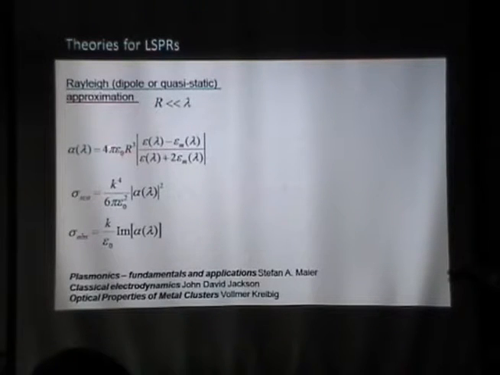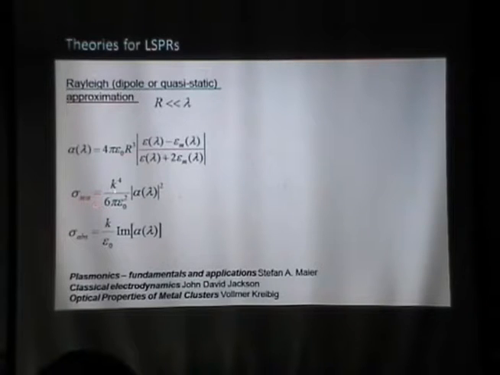But so let's consider a sphere. So the polarizability is a function of the size. It's a function of the material, the dielectric constant of the metal that the nanoparticle is made of, and it's a function of the dielectric function of the surrounding medium as well.